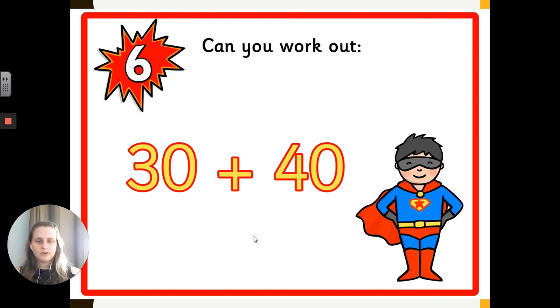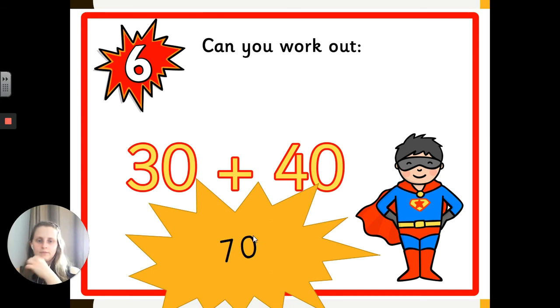Okay, so here's your answer. It's 70. You've got 30 add 40, it's 70. So 3 tens add 4 tens is 7 tens.